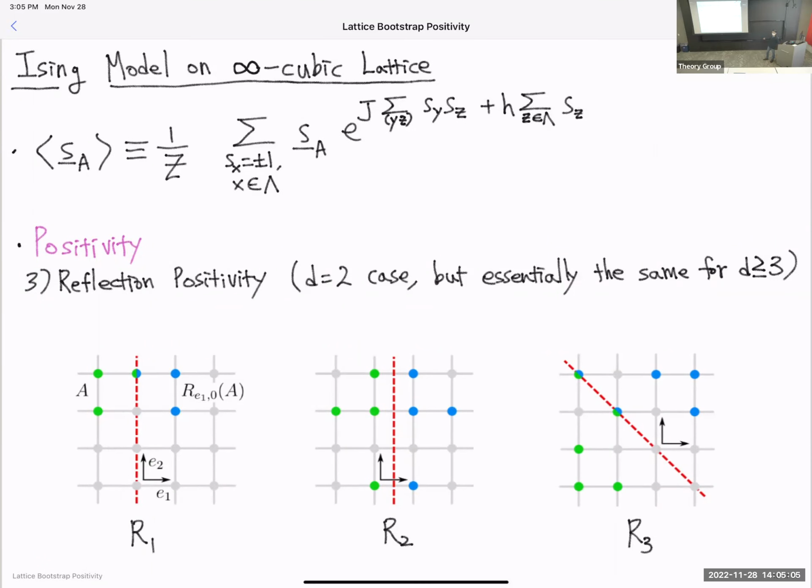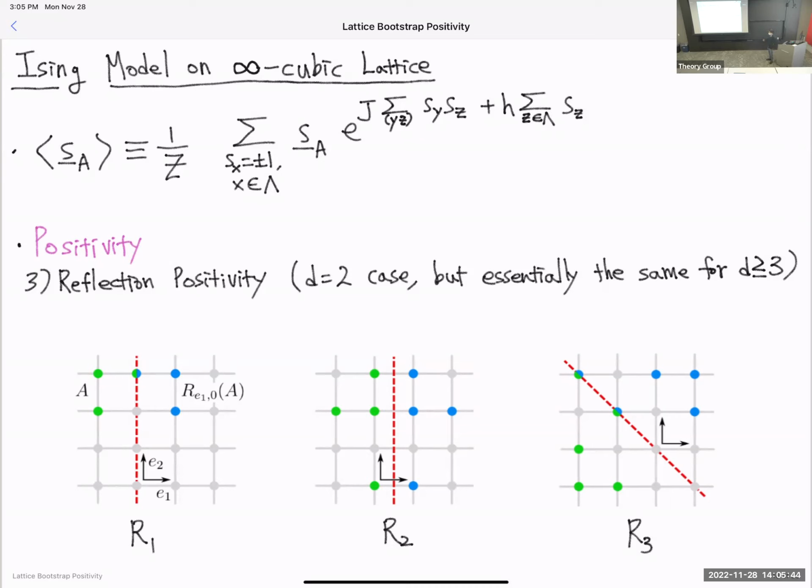And finally, the third positivity is reflection positivity. It's not surprising that reflection positivity comes up because that's typically the only positivity we have in any unitary Euclidean quantum field theory. So I'm displaying here 3 reflections in the 2-dimensional case. But it turns out that even in higher dimensions, there are no other types of reflections. So it suffices to draw just things on the square. You can simply replace reflection axes by reflection planes or hyperplanes in the higher-dimensional case.